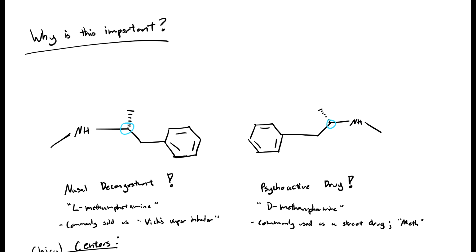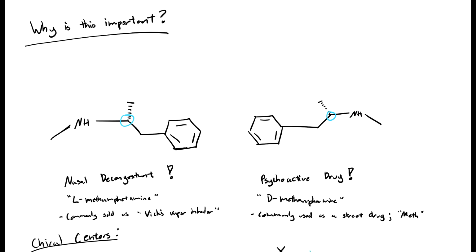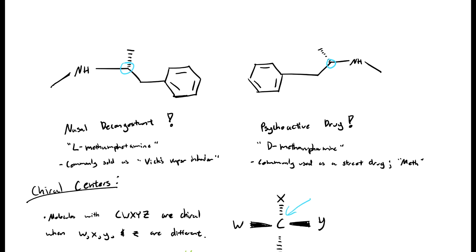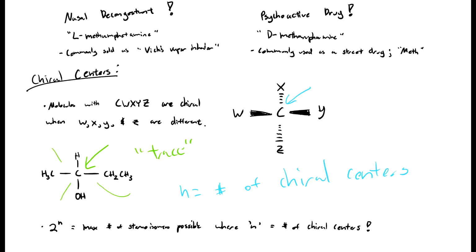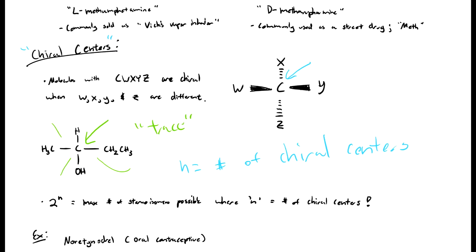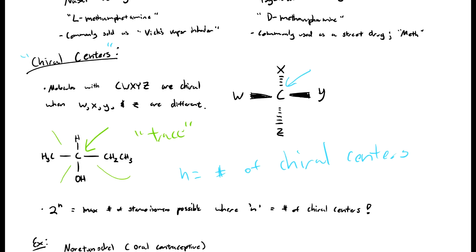So that's why it's important to understand this, and it plays a huge role in organic chemistry. So how do we identify these so-called chiral centers? Essentially, we're just looking for a carbon that has four different groups. In organic chemistry, we call this a WXYZ group.